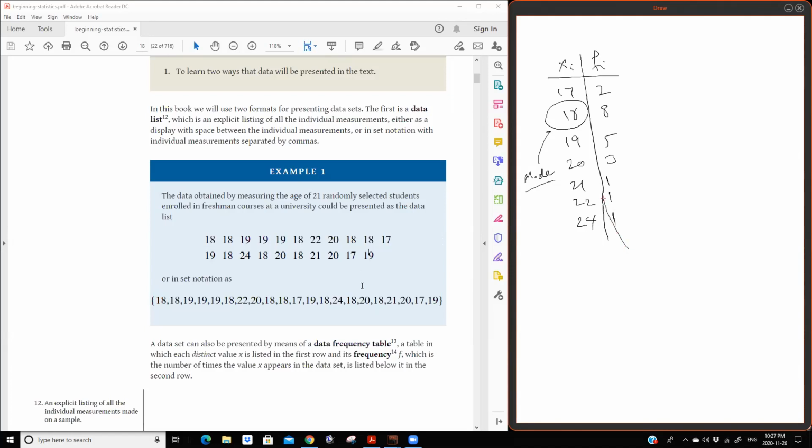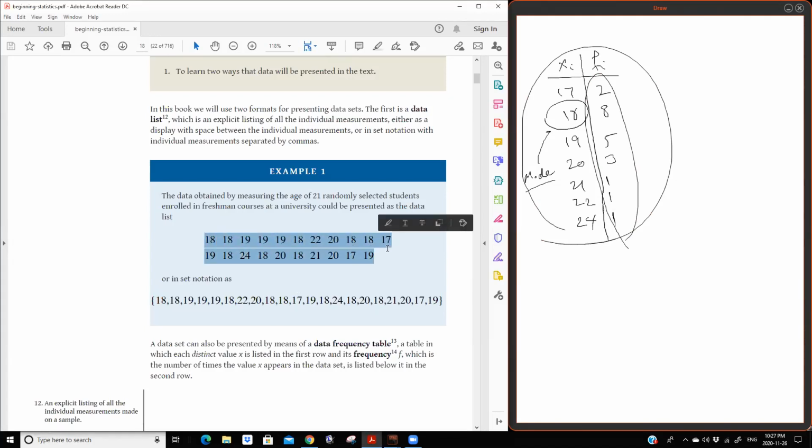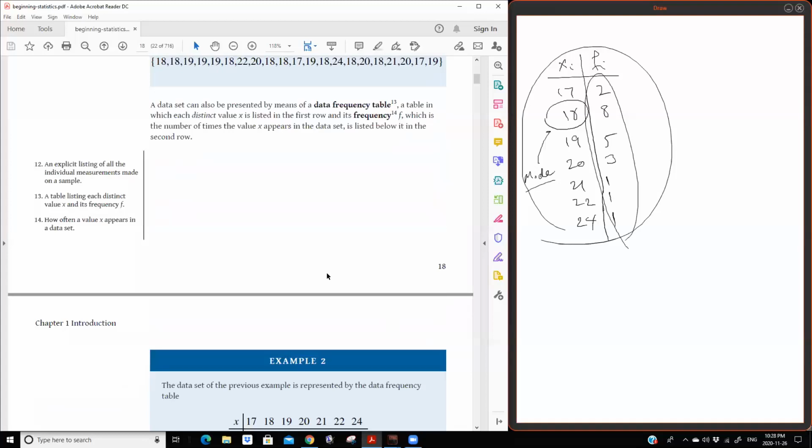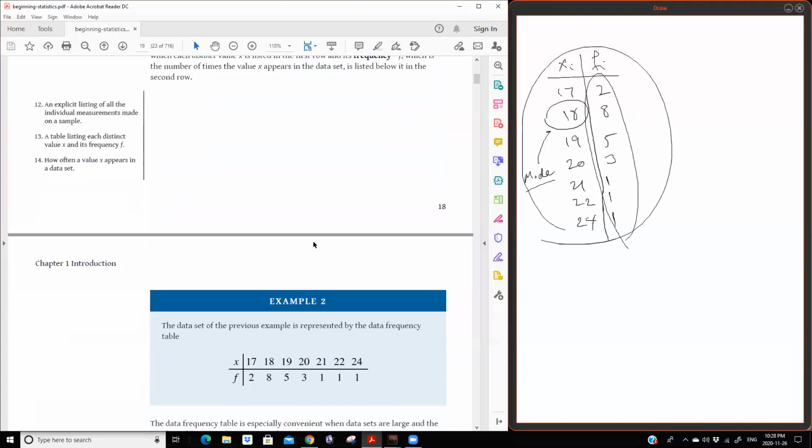So these are called frequencies, and the whole thing here is called the frequency table. And if your data are expressed in this form as a list, from that you can create a frequency table and vice versa. Is everything clear?